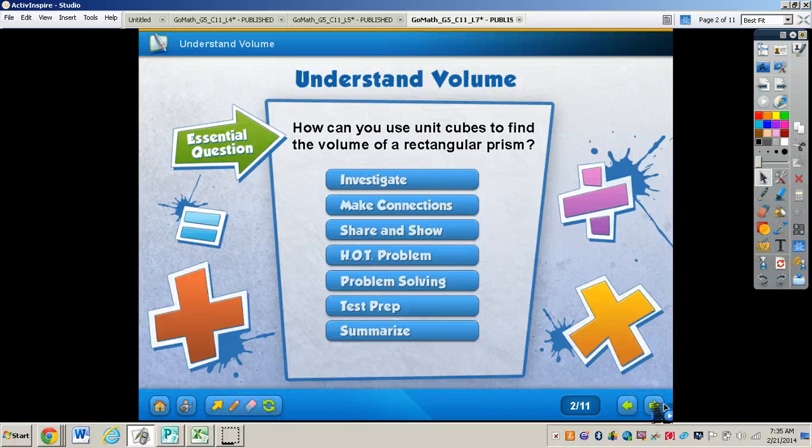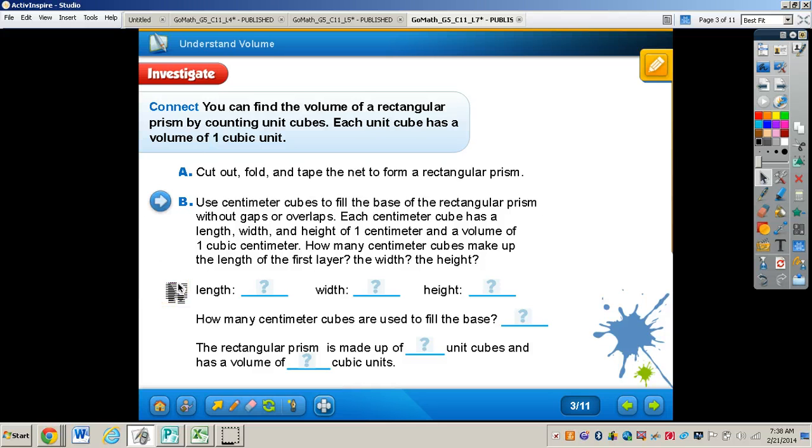In this video, we're going to be taking a look at volume and how to understand volume. Now, the essential question that we will try to answer throughout this video is how can you use unit cubes to find the volume of a rectangular prism? The first thing you will need to do is cut out, fold, and then tape the net to form a rectangular prism. And you should have that net to form this rectangular prism with you.